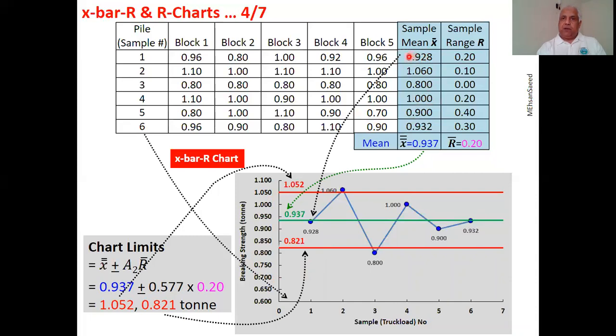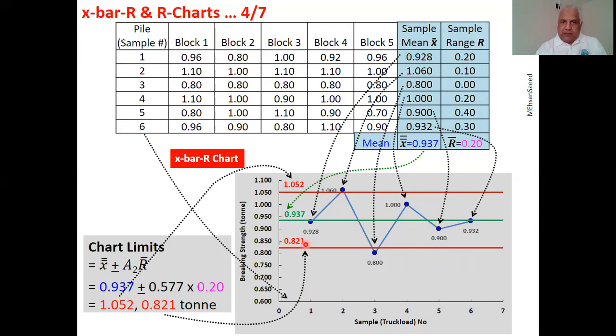So the mean of the first sample was 0.928. We have plotted that. The mean for the second sample was 1.060. This is plotted there. And likewise, we plot the rest of them. The final step was to interpret the chart: indicate if the process is under control or if it went out of control.